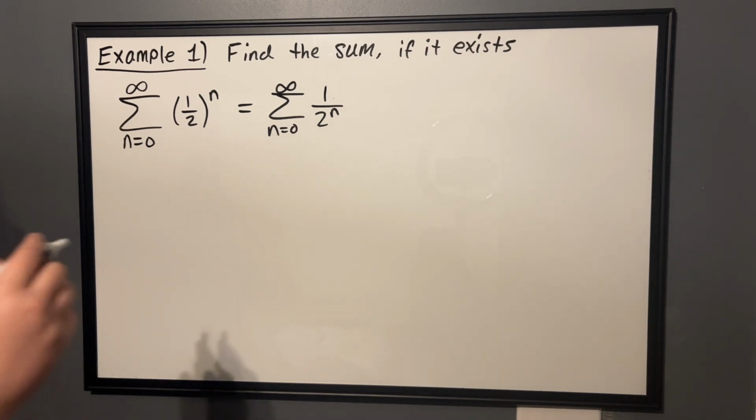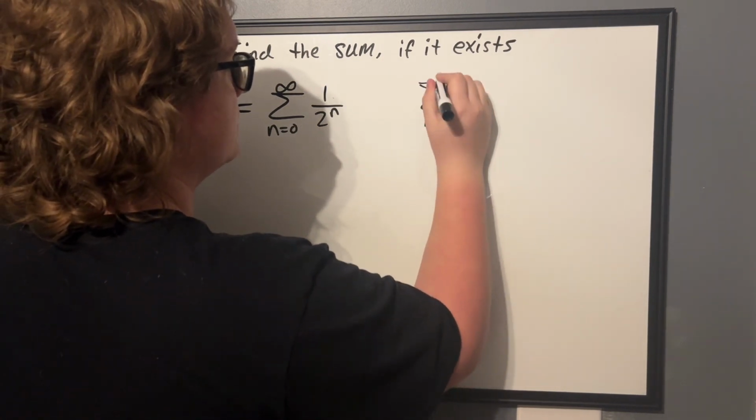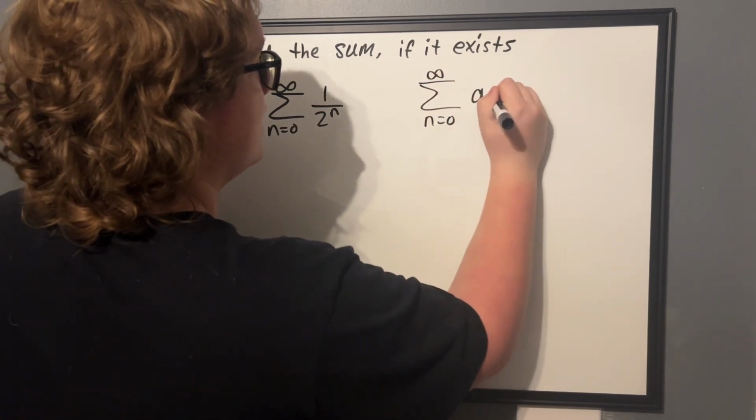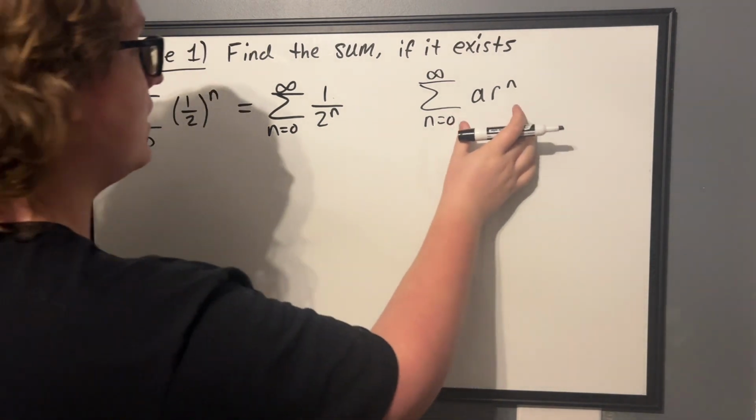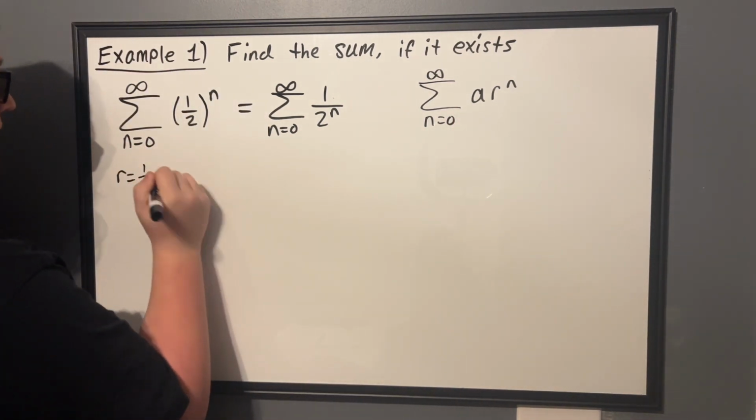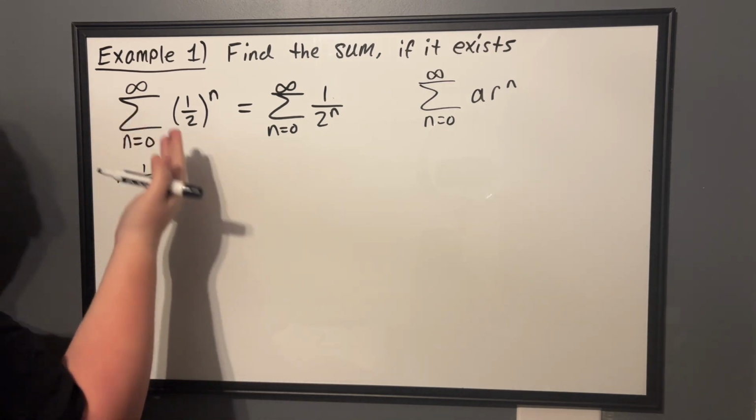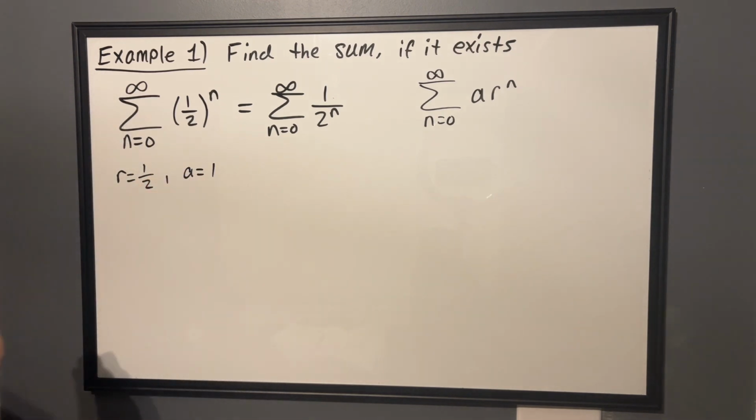So now we want to discuss if the sum exists. Let's remember the general form of our geometric series. It is the sum from n equals 0 to infinity of a times r to the n. In this case, all we have is an r to the n, so our r is equal to 1/2. For a, we don't really have anything out there, and if we don't have anything out there, that would imply that a is equal to 1.